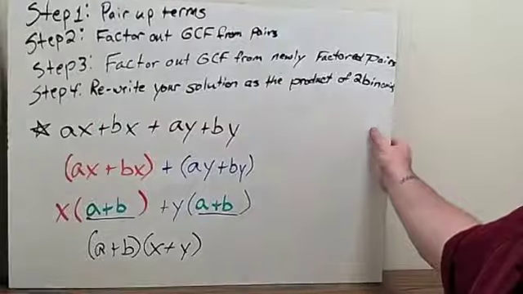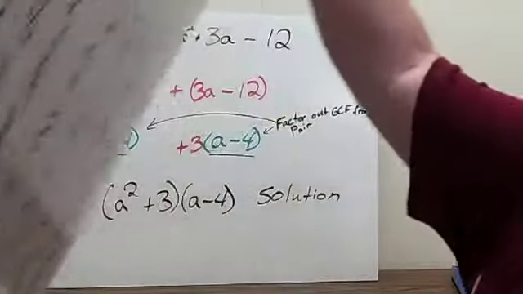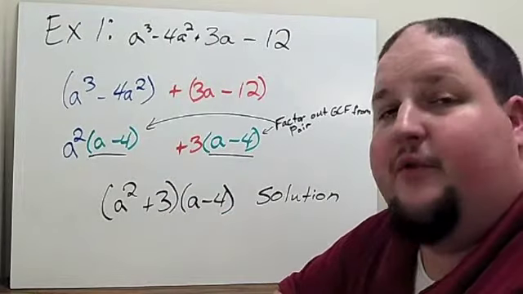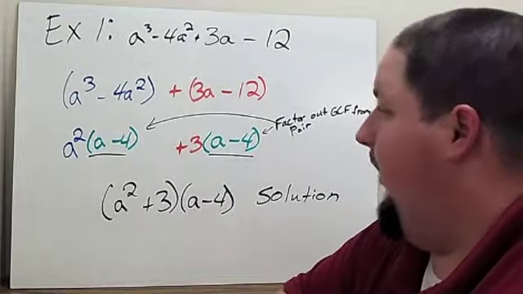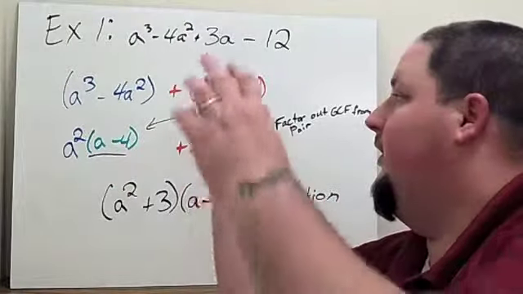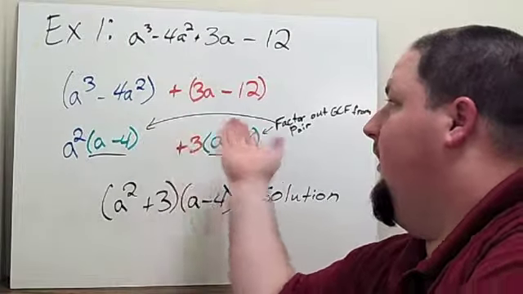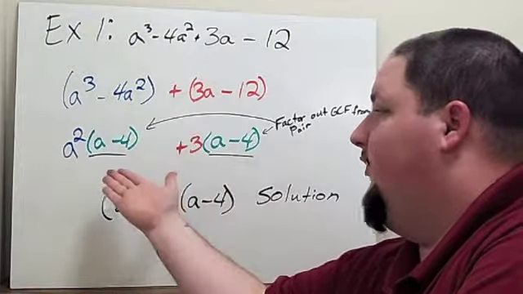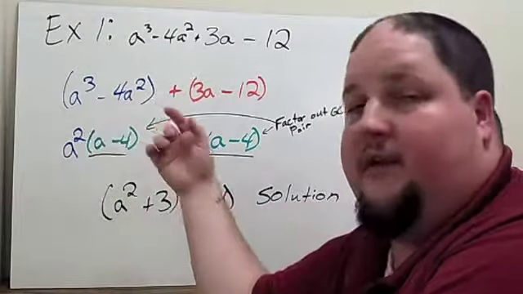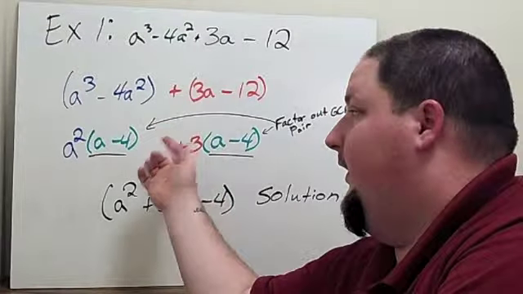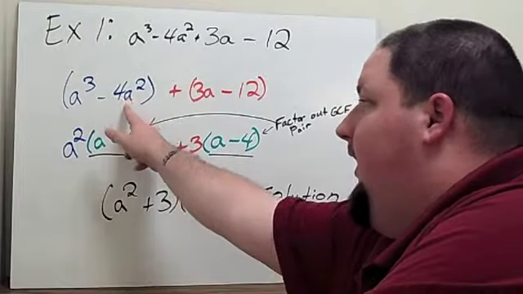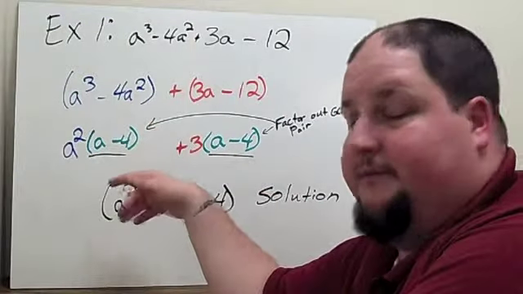Hopefully it'll make a little bit more sense when we start actually using numbers. All right, I have A cubed plus 4A squared plus 3A minus 12. And again, I'm generally going to try to group my first 2 and my last 2. Over here I have A squared in common because I have A cubed and A squared. So the most I can take out is an A squared.